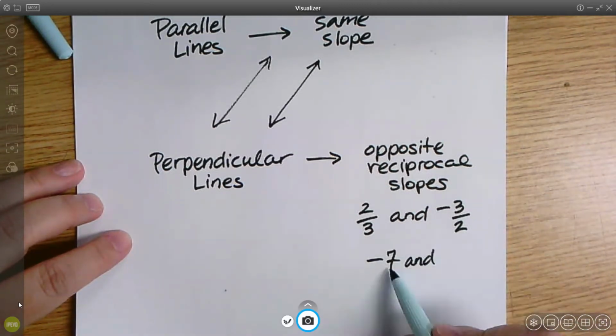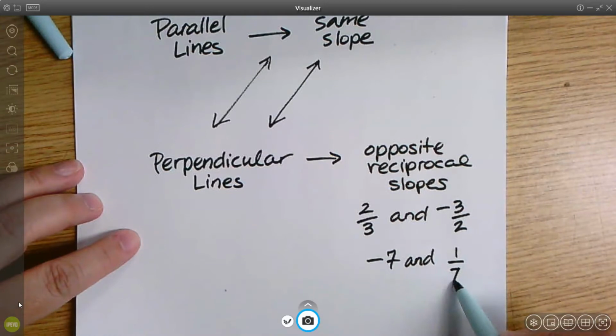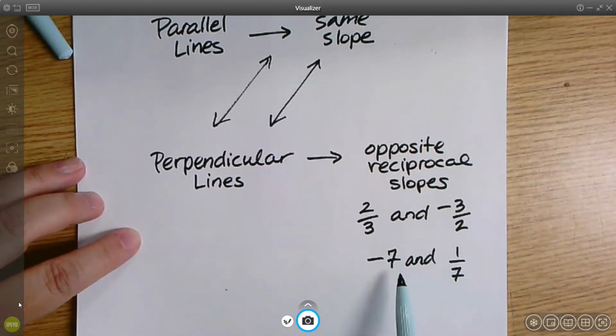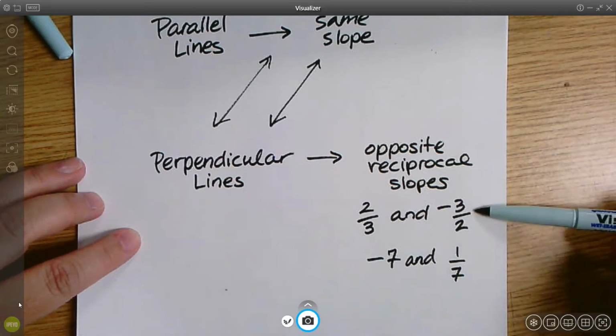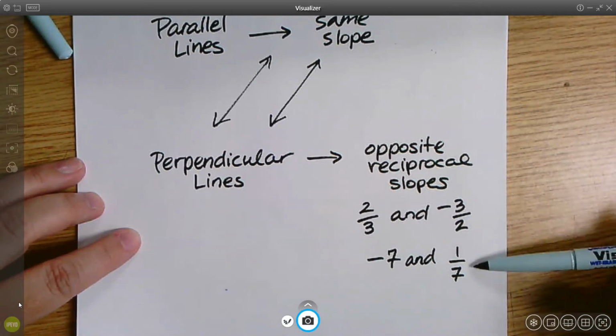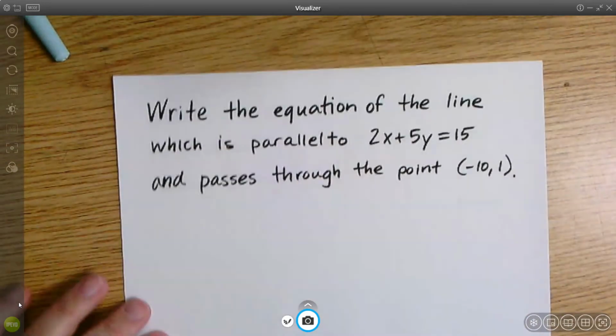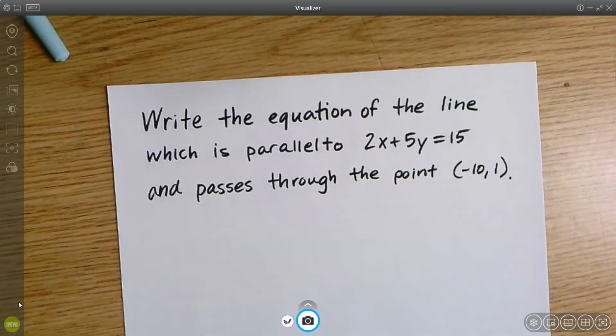remember 7 is over 1. Anything that's not in a fraction, it's like it's over 1. So if I flip that over, I get 1/7. Since this was negative and this is positive, we're good. They're opposites as well. These are opposites and reciprocals. Another way of checking if two numbers are opposite reciprocals is if you multiply them together, you should get -1 as your answer.